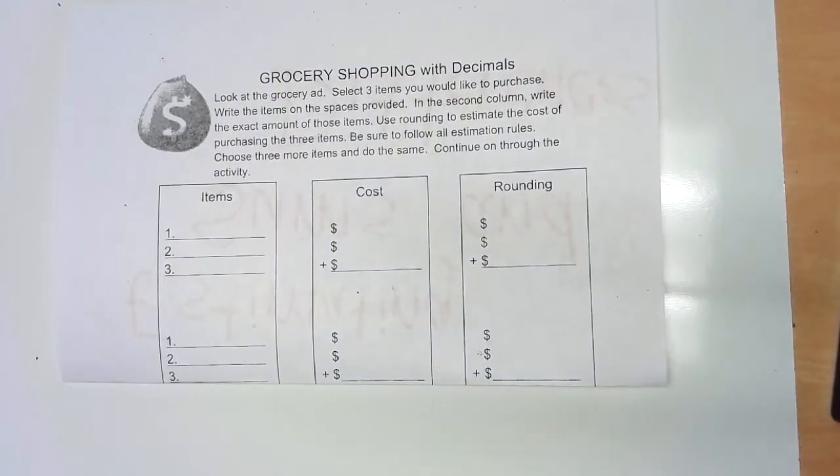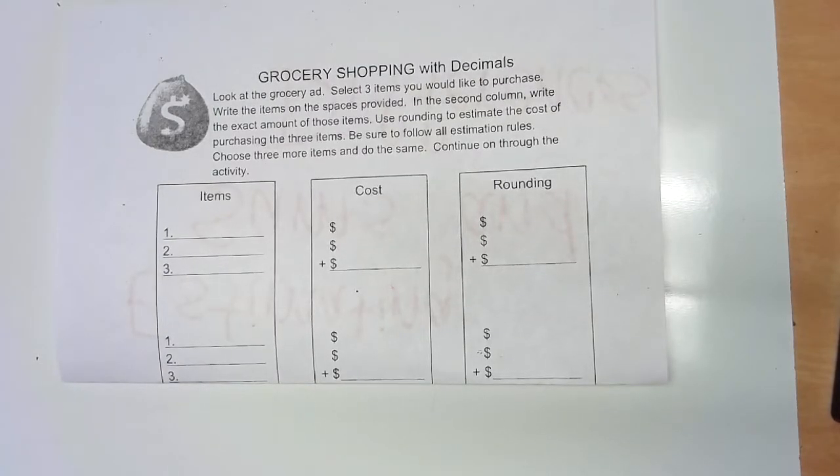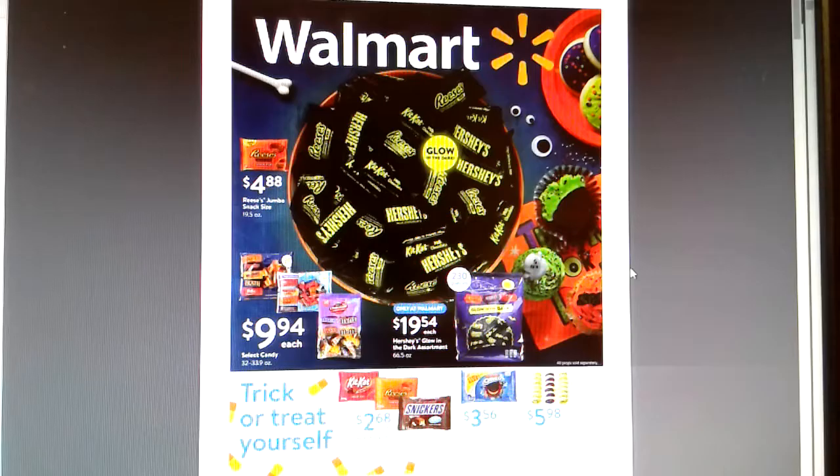So here we go. I'm going to pause it and flip it so that you can see the ad. You are going to have to pause the video when you find what you want to buy on the ad, and then be able to write down what it is and how much it costs. Okay, so here's your first part of the ad.